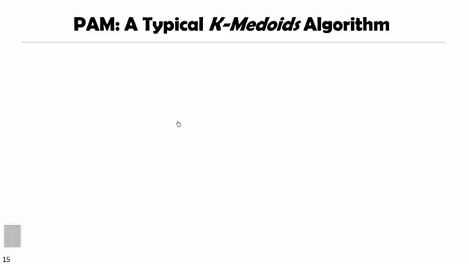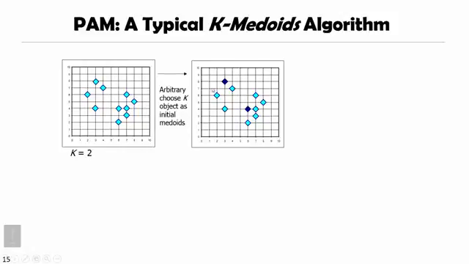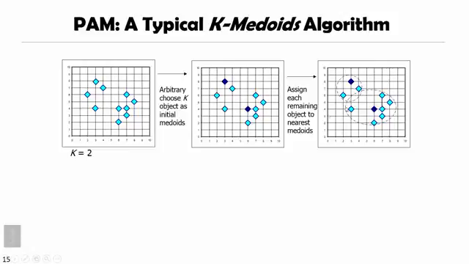Now we'll see a small example of how a typical K-Medoids algorithm is executed. We look at PAM as an example. Suppose we are given 10 points in this small graph, in this 2D space, and we want to find two clusters. At the very beginning, we arbitrarily choose K objects. Here we choose two objects as initial Medoids. Then we will find the clusters of these Medoids as follows.